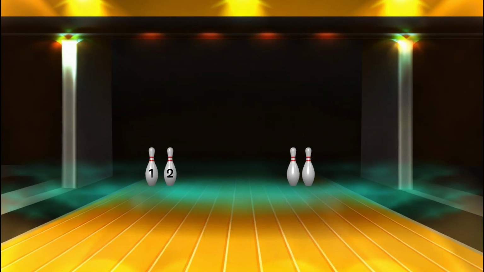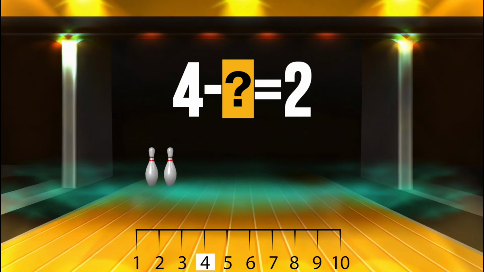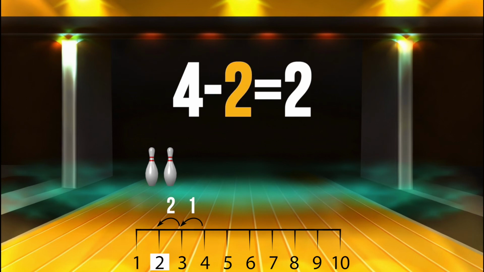We now have 4 pins. The second ball rolls. We see 2 pins standing. Our new subtraction sentence is 4 minus what equals 2? Let's count back from 4 to 2. 1, 2. We counted back 2 numbers. That means 2 pins fell from the second ball. 4 minus 2 equals 2.